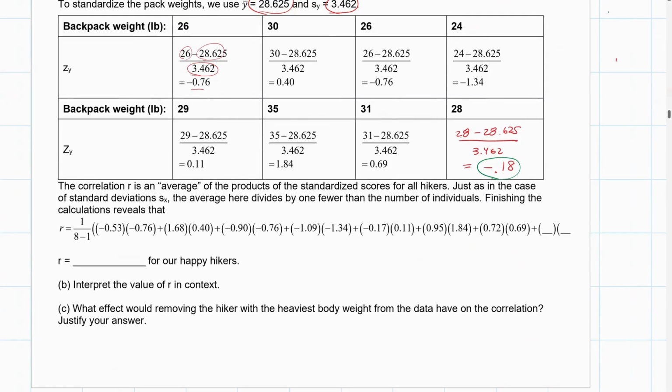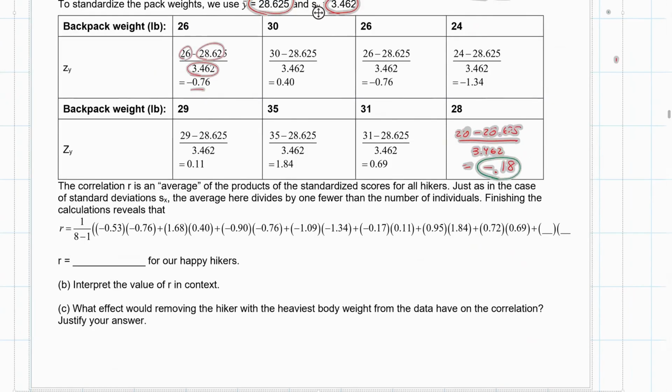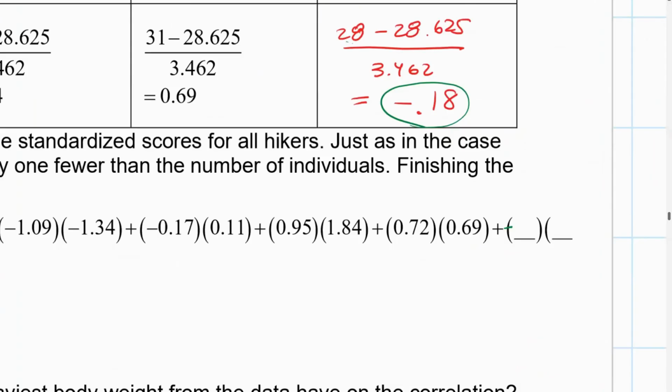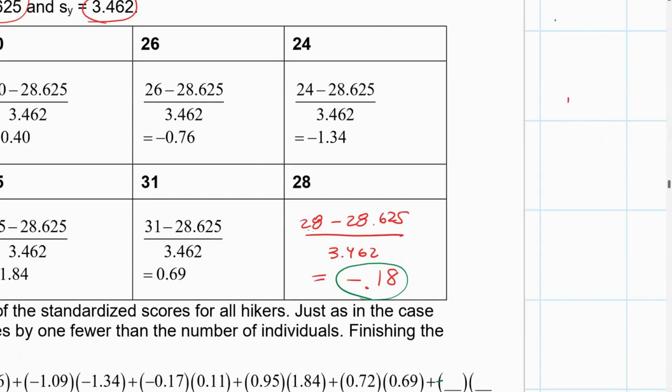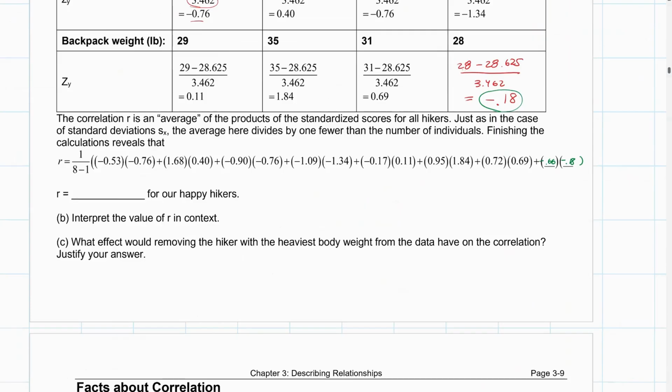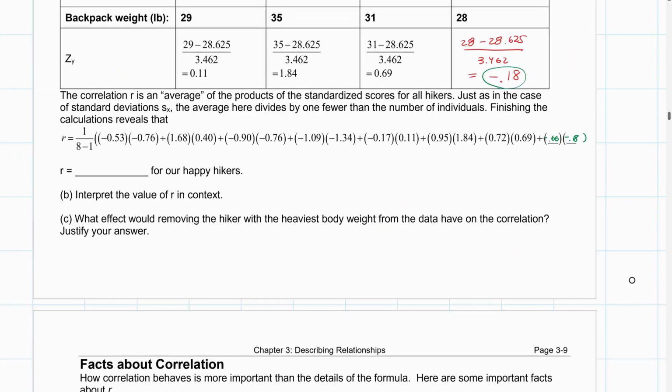If we put those in there, say, okay, this is negative, let me zoom in a lot, negative 0.66 times negative 0.18, and add that to our big long calculation with all of those products and dividing it by 8 minus 1, we find out that the R value is 0.794. Okay, we now have an R value.